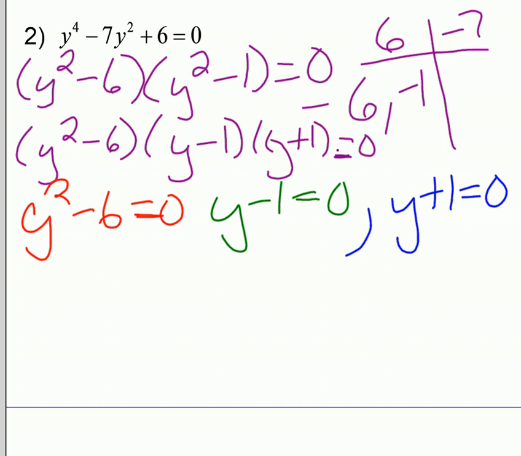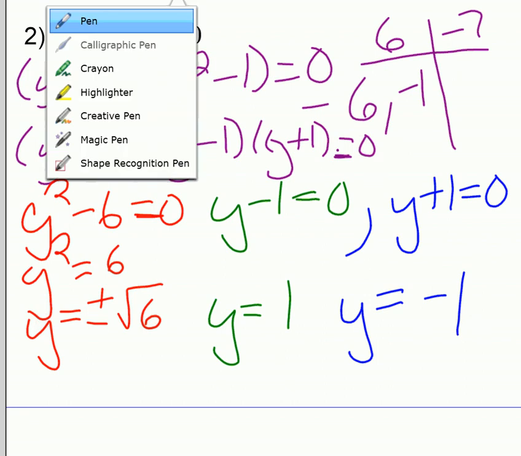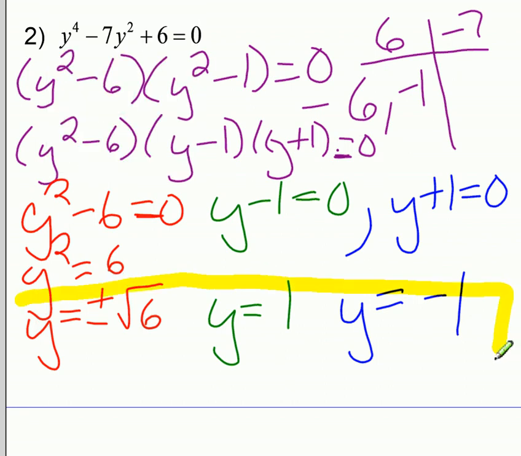And solve each equation. So y squared equals 6. Take the square root of both sides. y equals positive and negative radical 6. y equals 1. y equals -1. All right, again, this is 4 solutions. This was a little easier than the first one. 2 solutions for positive and negative radical 6, 1 solution for 1, 1 solution for -1. And again, the degree of the polynomial was 4, so there were 4 possible solutions. All right, that's it.